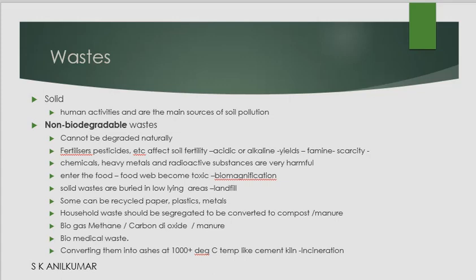Now biogas is what? Biogas is around 40% methane and the rest is carbon dioxide. The remains after generation of biogas from the cow dung and other things can be used as manure for agricultural purposes. So this is one way of recycling the degradable waste.